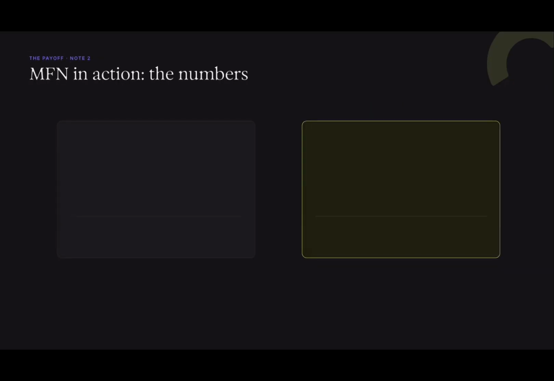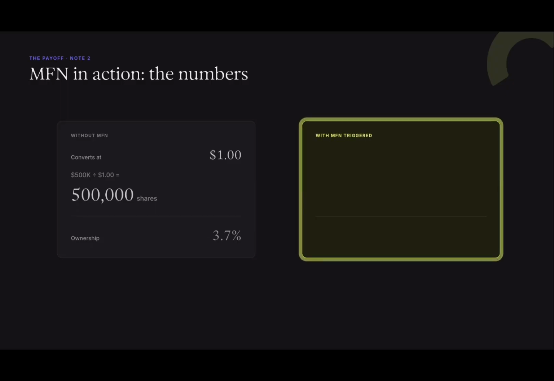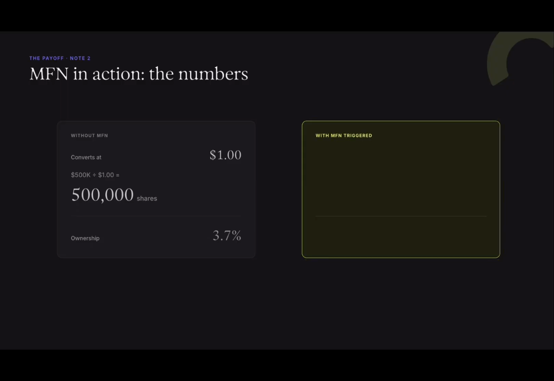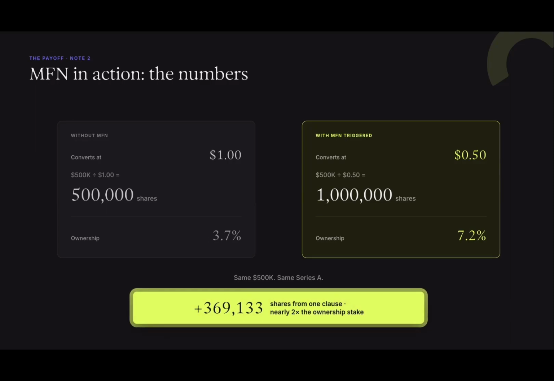Here's why that matters in practice. Without MFN, Note 2 converts at $1 per share. $500,000 divided by $1 equals 500,000 shares. That's 3.7% of the company post-round. With MFN triggered, Note 2 converts at 50 cents per share, the $4 million cap price. $500,000 divided by 50 cents equals 1 million shares. That's 7.2%. Same $500,000 investment. Same Series A. The MFN clause is worth 500,000 additional shares to that investor, and nearly double the ownership stake.